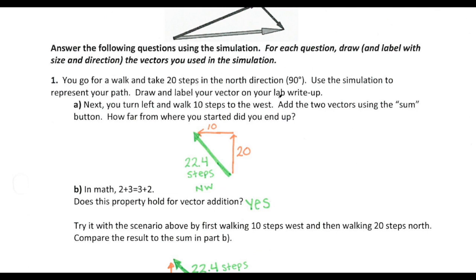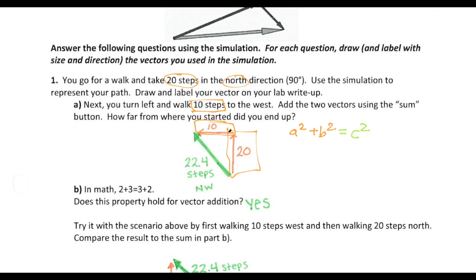All right, so answering the questions, the simulation here looks like we're walking for 20 steps to begin with in the north direction, so that's what's going on here. And then we're using the simulation to represent our path. Again, let's not really worry about the simulation, but then let's look at the next step. So next, we turn left, we walk 10 steps to the west, so that's where this 10 steps is coming from. We need to figure out what this resultant is, or the sum is, and that would be, again, one of those little a squared plus b squared equals c squared sort of problems.